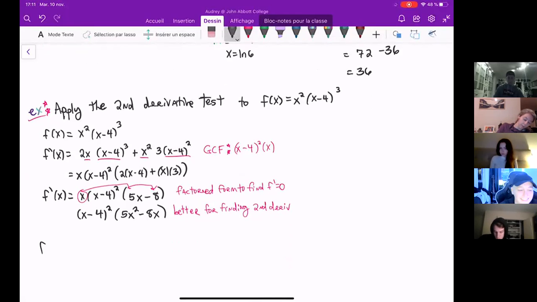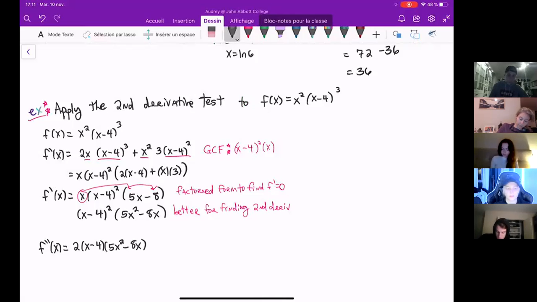So now I'll do f double prime of x, and I get 2 times (x minus 4) times (5x squared minus 8x) plus (x minus 4) squared times (10x minus 8). And I do not need to simplify my second derivative because I'm not setting it equal to 0 ever, and I'm not finding another derivative. I can leave it like that and that's fine.